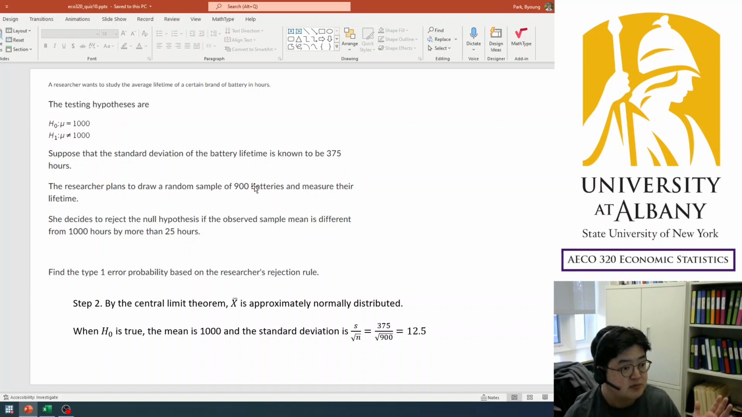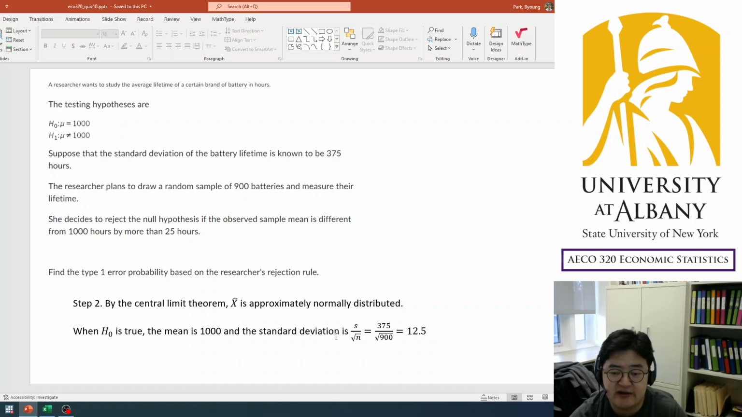So we know we are going to use the central limit theorem, normal approximation. And if you assume that the null hypothesis is true, that means the true mean is 1000. So if that was true, 1000 is the true lifetime mean. And the standard deviation is known. But by the way, we are calculating the standard deviation of X bar.